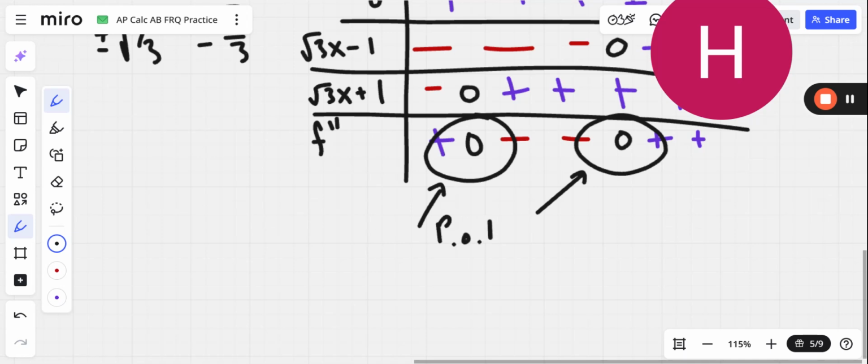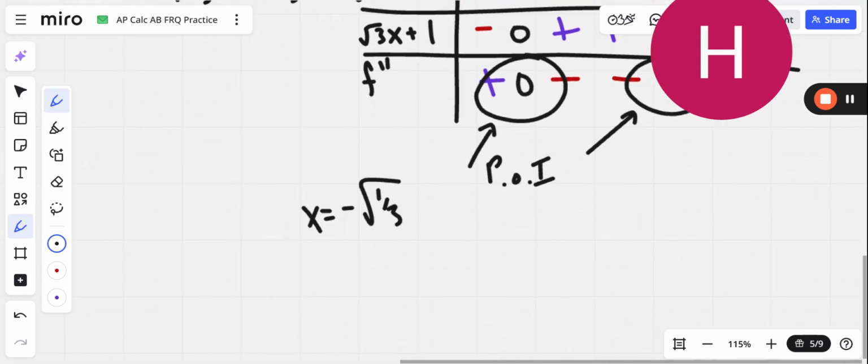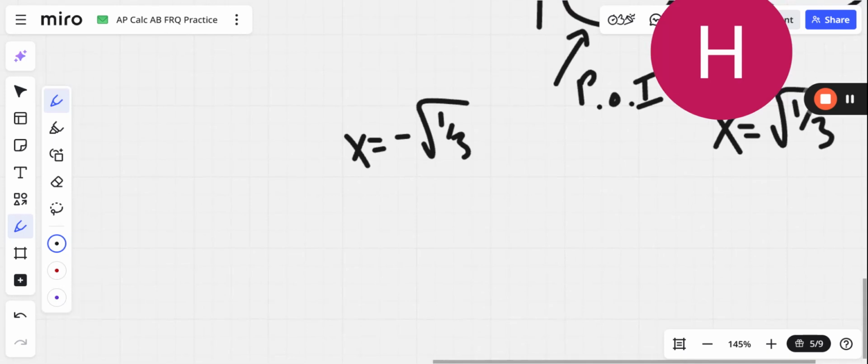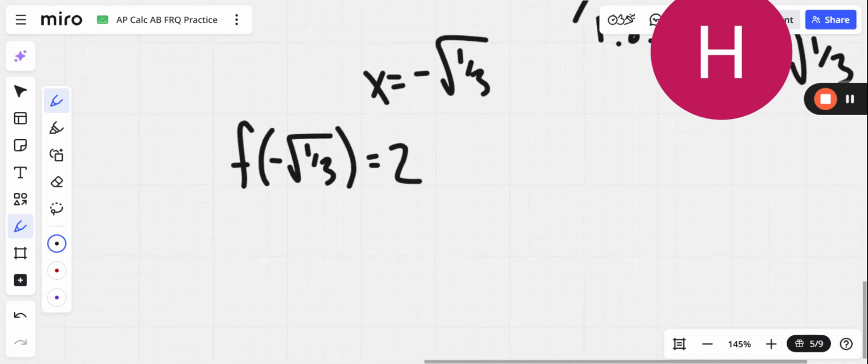You could say so POI at x equals negative square root of 1/3, and there's a reason why I'm writing it like that, just feel like it, and x equals positive square root of 1/3. Now when we plug those in, it's actually not too bad. We plug them into the original function, and the reason why it's not so bad is because we have even powers, so the square of negative square root 1/3 is just going to be positive 1/3, but then when we square that, we're going to get positive 1/9.